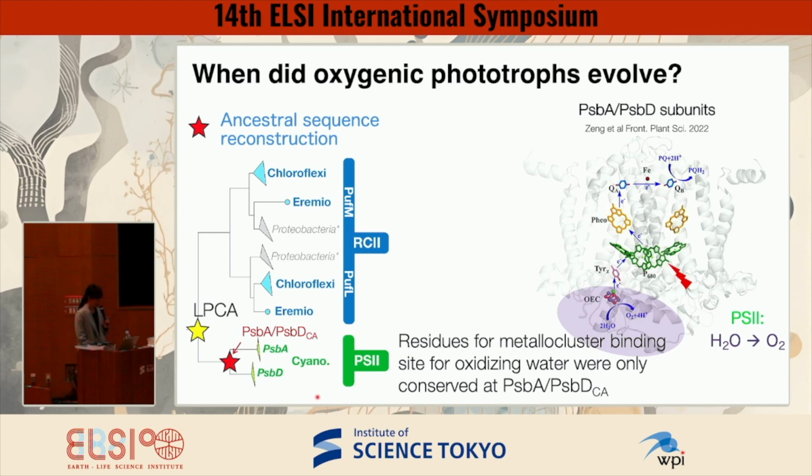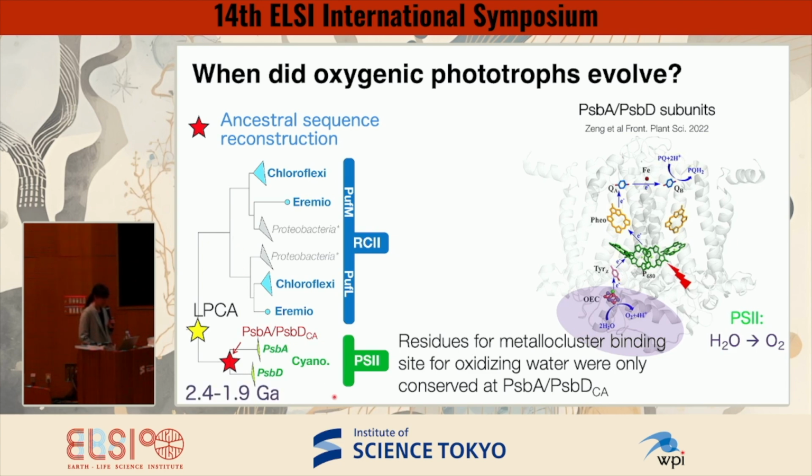Ancestral sequence reconstruction showed that residues required for metal cluster binding were not present in Lapka, but preserved at the common ancestor of PSP-A and D, shown here. It was suggested that the protein capable of oxygen generation was completed here, after speciation from the anoxygenic phototrophs' reaction center proteins.